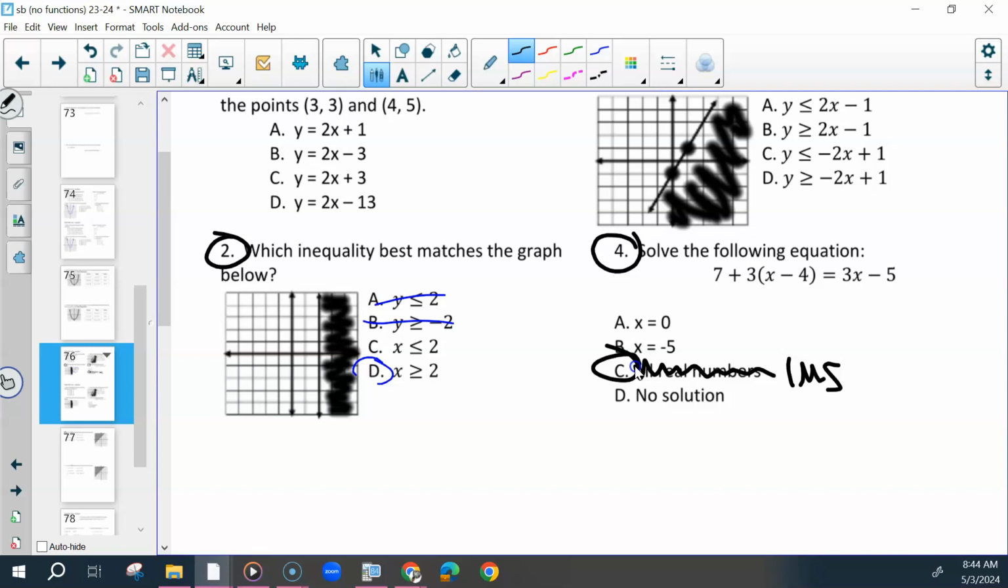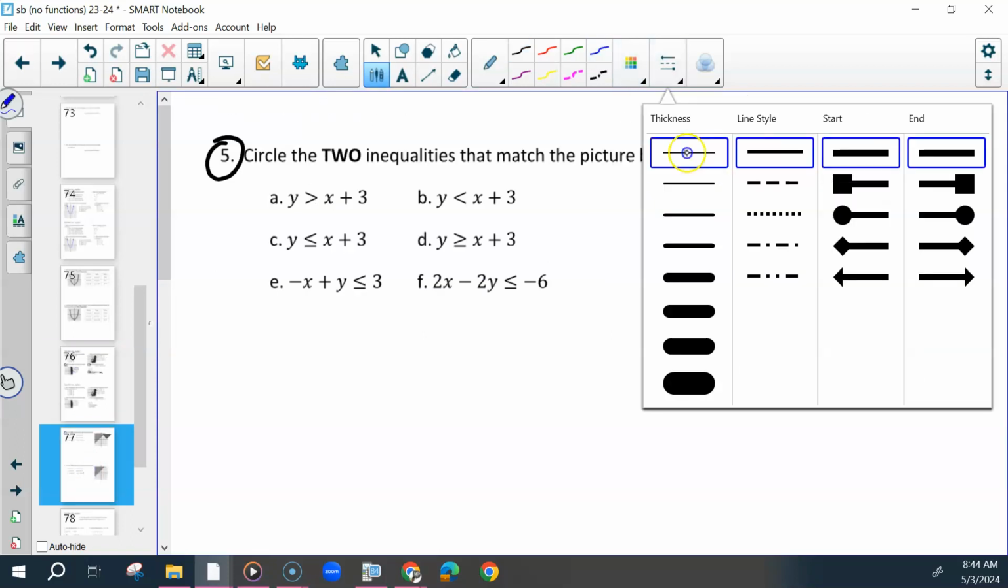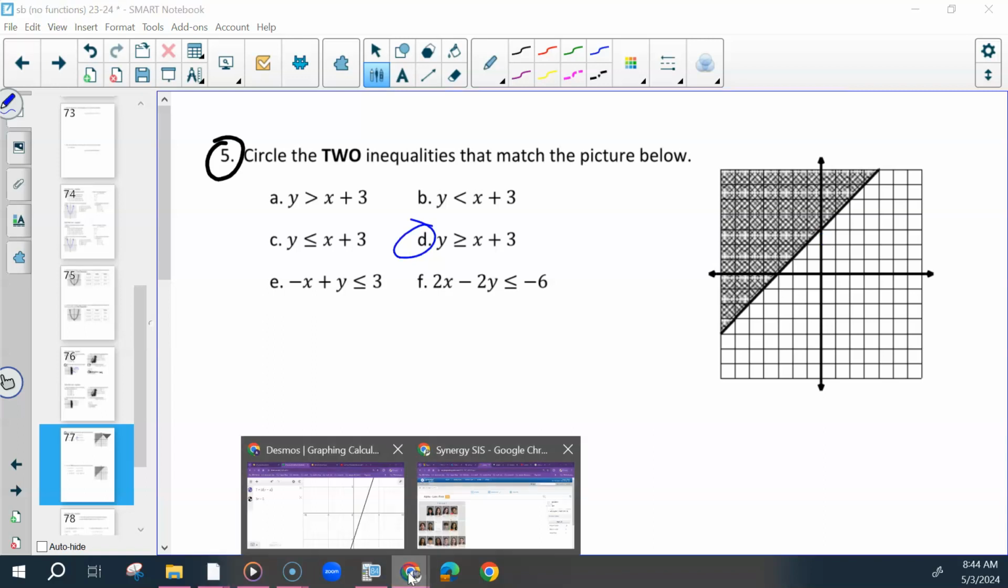And then number 5, we need 2 inequalities that match, so I can look for the one that would be obvious. This is a solid line that starts at 3, so it has to be greater than or equal to or less than or equal to. And then my slope is positive x, and it's shaded above, so D. And then I just have to see which of the 2, E or F, also match, because the other ones do not.